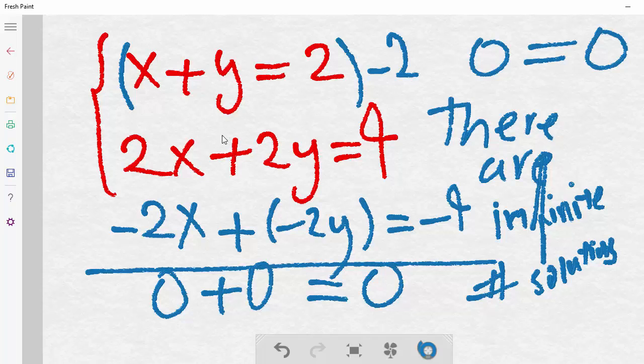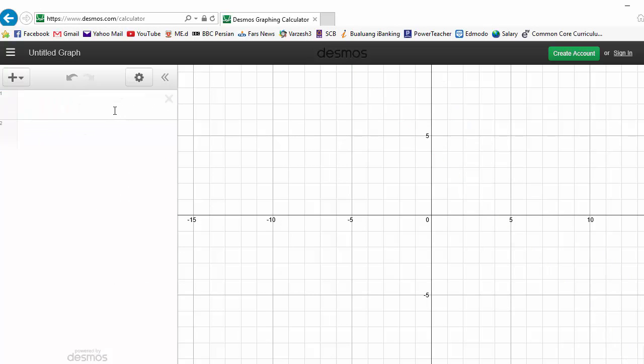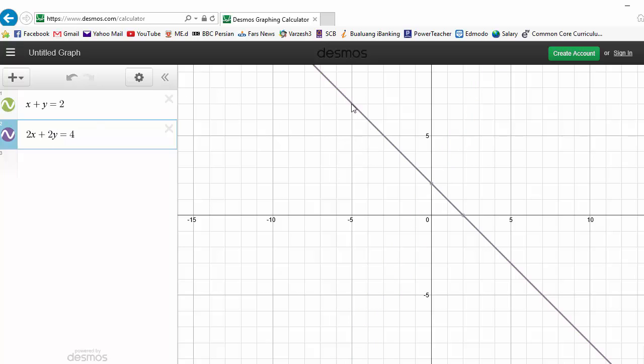So any point on this line is a solution for these two. Let's graph these two on this graph. Now you will see the first one is x plus y equals 2, this green line. That's 2x plus 2y equals 4. You see, they are the same line. So any point on this line is a solution, and there are an infinite number of points on this line. So that's the other case.